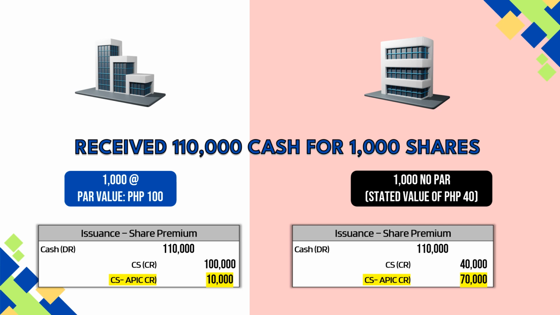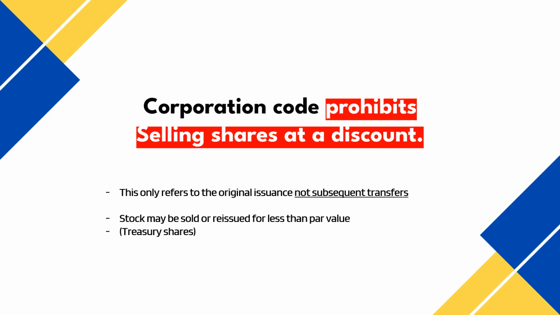So, step 1, again, debit the cash that you were able to receive, 110,000. Step 2, credit your capital stock by the stated value times the 1,000 issued shares, which would be 40,000. Yung excess credit, the difference between 110 and 40, represents your APIC or your additional paid-in capital. So this is what we call your share premiums, right? So basically, that's how it works.